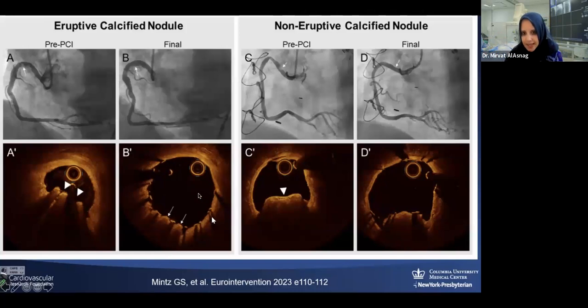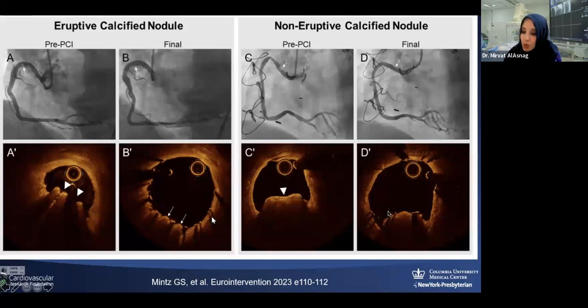expand your stent nicely. When you look at a non-eruptive nodule, although the patients with eruptive calcified nodules are active, so they're like acute coronary syndromes, and actually their outcomes probably are worse than patients without nodules. A non-eruptive calcified nodule, like this other patient, now these are two separate patients, so C and D are different from A and B. Do you see the difference in C and A? So in A, you see a very irregular surface. In C, it's actually very smooth. So this is your intact fibrous cap.